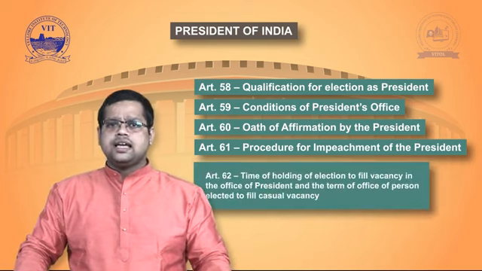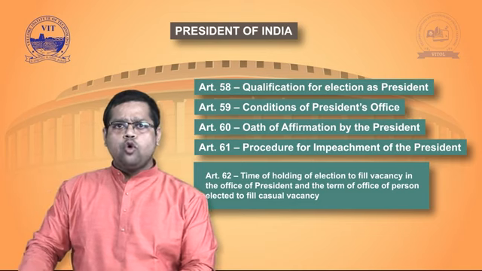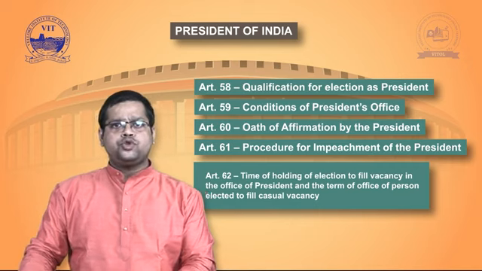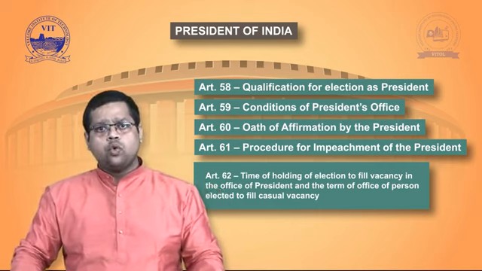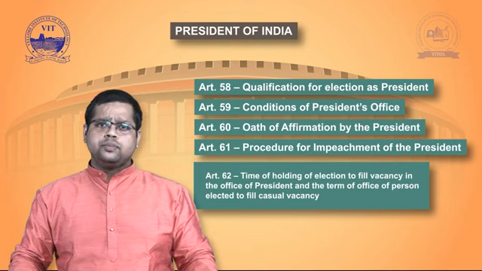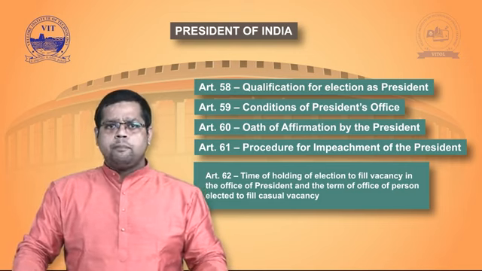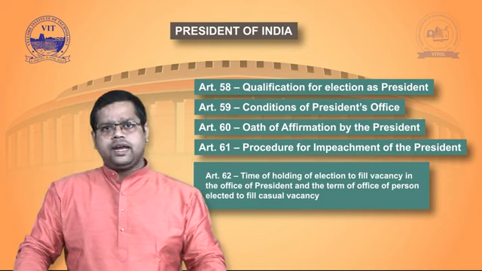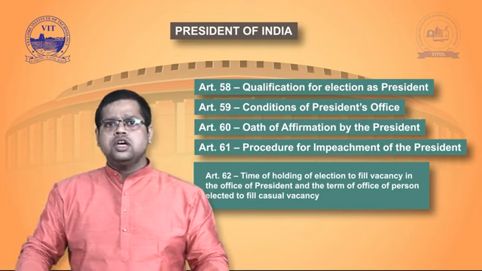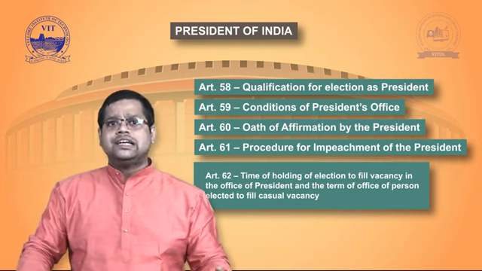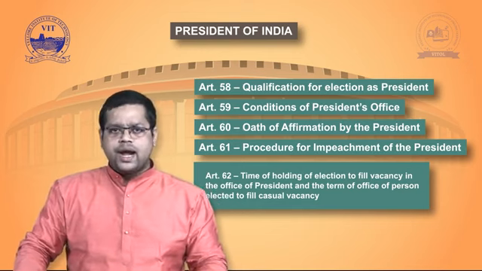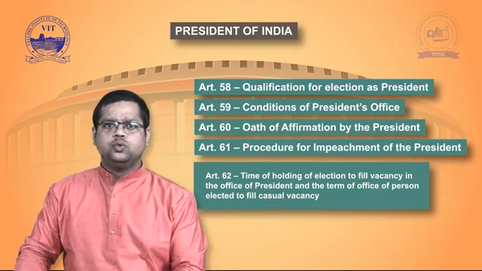The next is Article 62, which talks of the time of holding of elections for the post of president. It requires that the Election Commission of India, which is the body entrusted with holding all elections in India, including the presidential election, conduct the election for the post of the president in a time-bound manner without any delay, right? So before the completion of the 5-year time period that we saw, the new president has to be elected or re-elected as the case may be. So this is a constitutional mandate in accordance with Article 62.